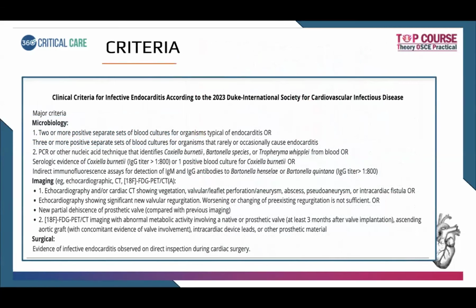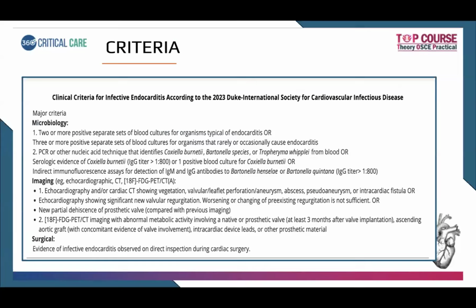In 2023, the Duke's criteria was modified a little, where they included not only echocardiography but also other imaging modalities. And even if you find vegetation during the inspection in open cardiac surgery, that is also one of the major criteria. So these are some of the changes which have been made in the 2023 Duke's criteria.